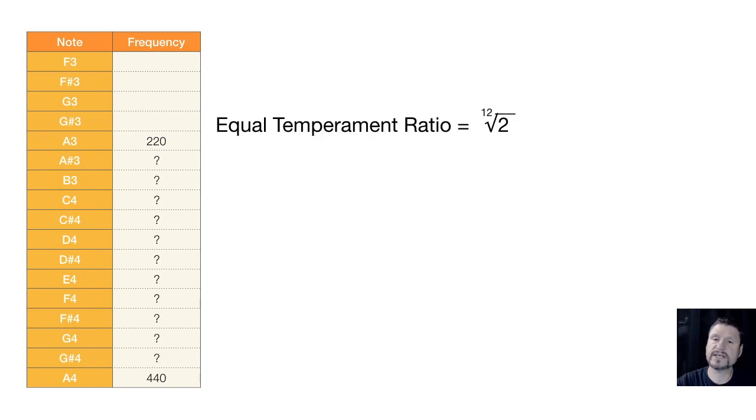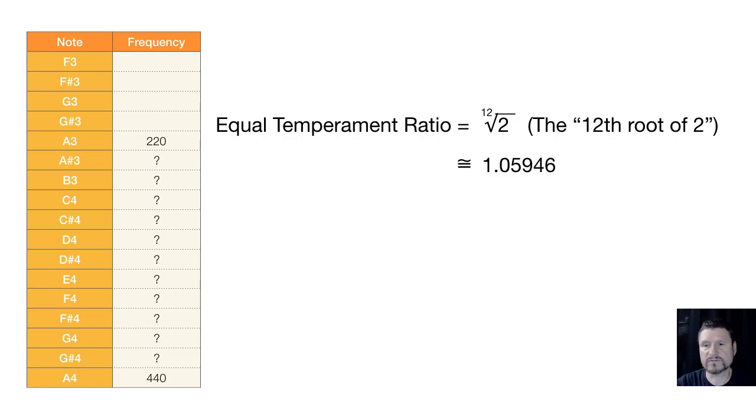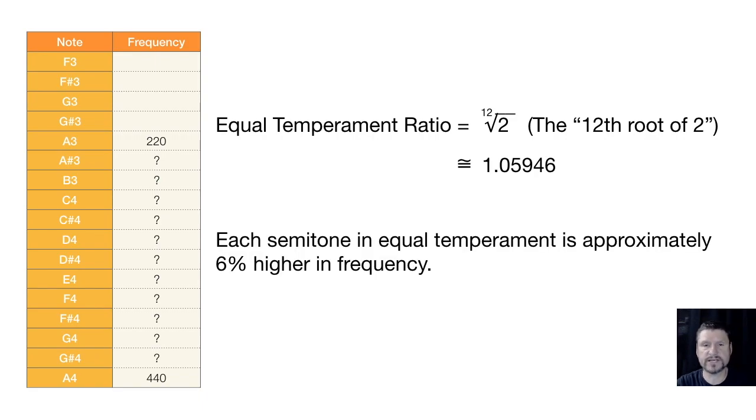Well, we can use the equal temperament ratio. Equal temperament is a system where the piano can be equally out of tune in all 12 keys. We create this system by multiplying each frequency by the 12th root of 2. That's the ratio for equal temperament, and it's about 1.05946, which means each semitone is about 6% higher in frequency.